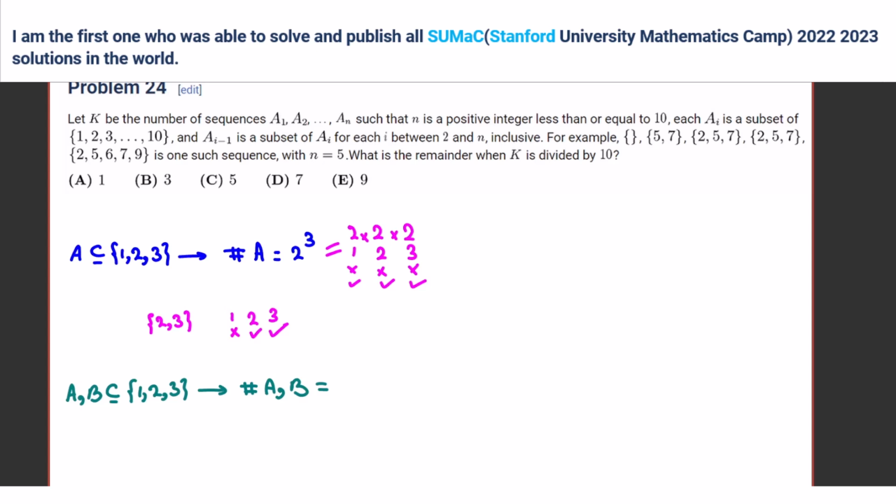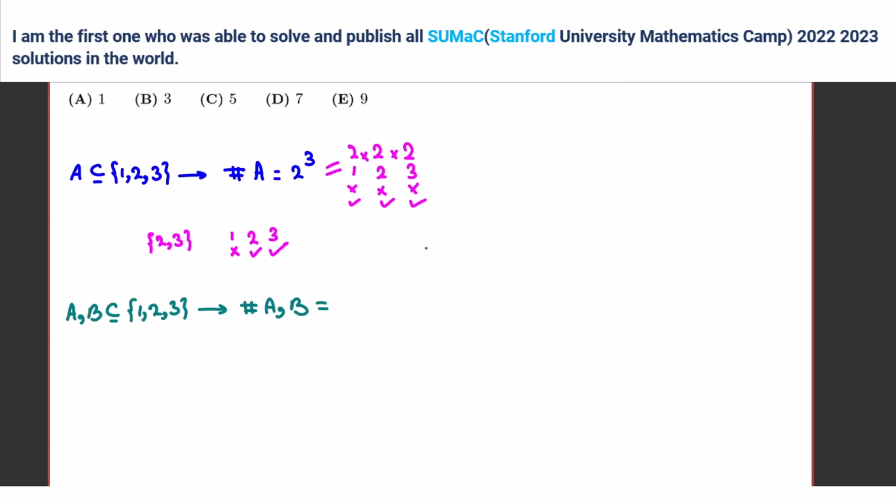Let me consider. We should select both A and B. For A, how many options do we have? For B, how many options? For A, we have 2 to the 3 options, and for B, we have 2 to the 3 as well, so it's (2^3) squared. So it's 64. Exactly, 2 to the 6 is 64.